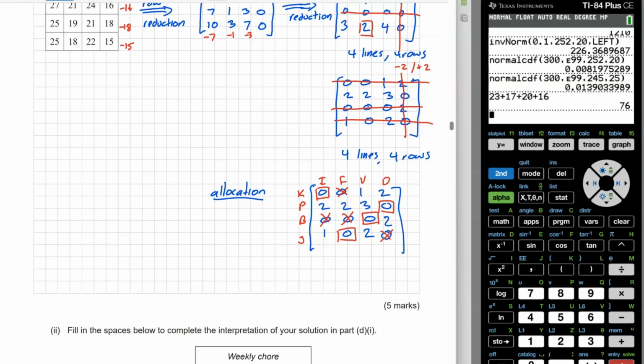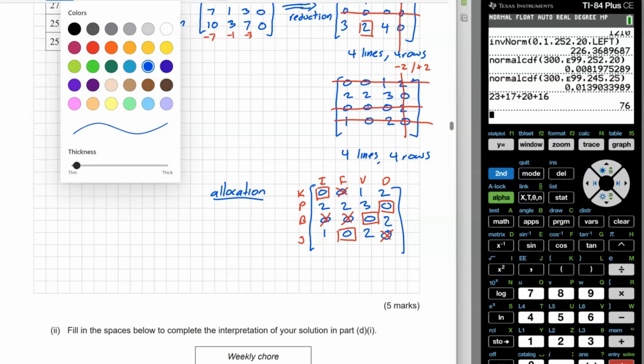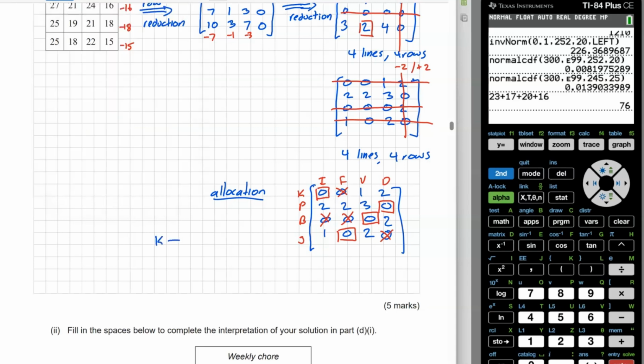So if I'm going to make a summary of that somewhere, I'm going to say, well, Kelly does the ironing. I'm going to say that Paula is going to do the dusting. I'm going to say that Bobby is going to do the vacuuming. And then Joe is going to do the folding.